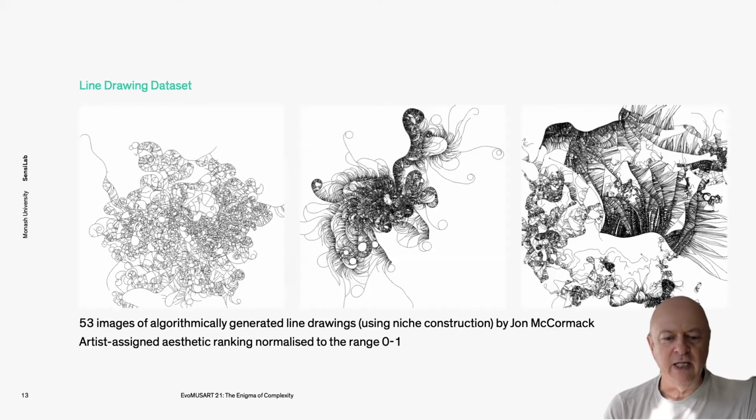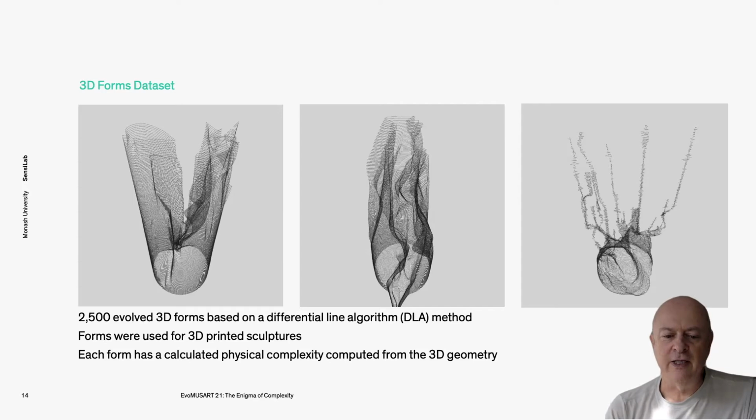The second data set is a series of 53 line drawings created using a niche construction method. These images are from a work I did several years ago. They use an agent-based evolutionary model and include a normalized aesthetic ranking for each image. The third data set consists of 2,500 evolved 3D forms generated using a differential line algorithm. The 2D layers at each time step are stacked on top of each other to generate the 3D form. This 3D form is then 3D printed to create a physical structure.